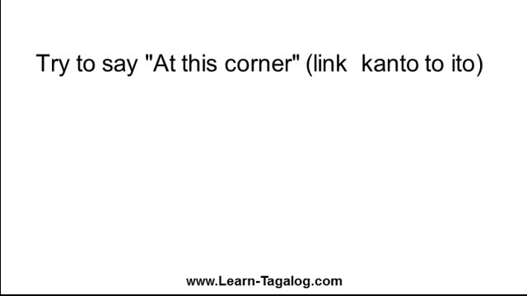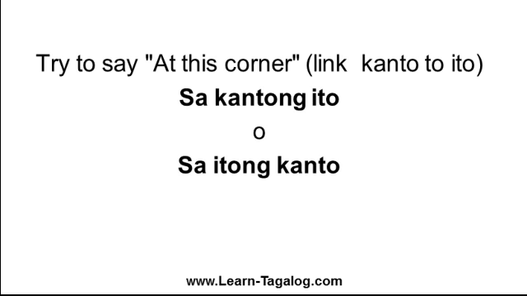Try to say at this corner. Remember ito? Like, ano ito? What's this? Ano ito? How about sa corner this? At corner this. Try it. Sa kantong ito. And there's another way to say it. Sa kantong ito, at corner this, or you can say sa itong kanto. Now, we're just saying at corner this, or at this corner.